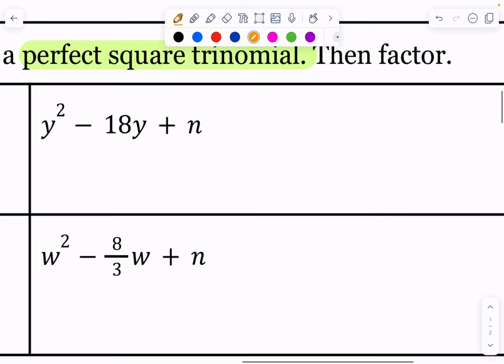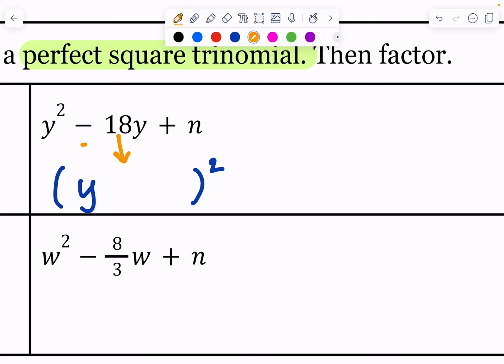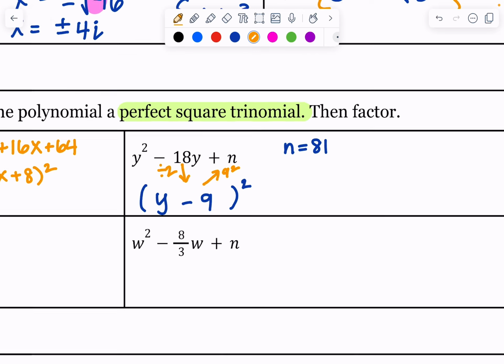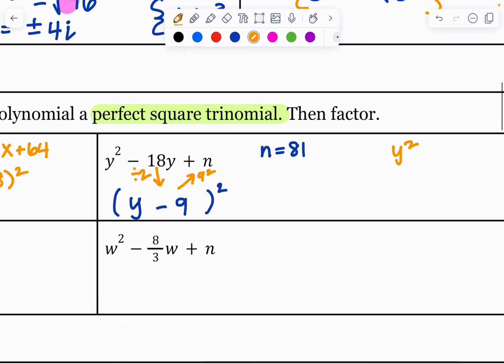All right, so let's look at this next one. We have y, so we know it's going to be parentheses squared, y. To get our missing blank from here to here, we're going to divide by 2. So that would be minus 9. And then to go back up here, we are going to do 9 squared, so that would be 81. So for this one, n is 81. And again, off to that side, all that means is that y squared minus 18y plus 81 is the same thing as y minus 9 squared, so a perfect square.